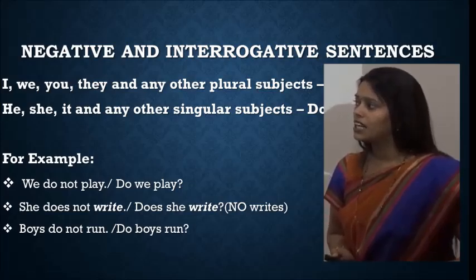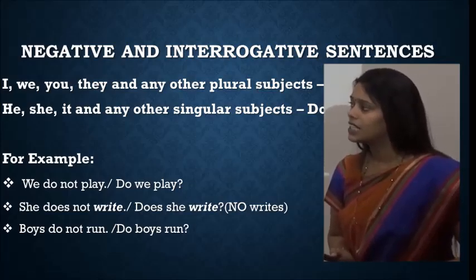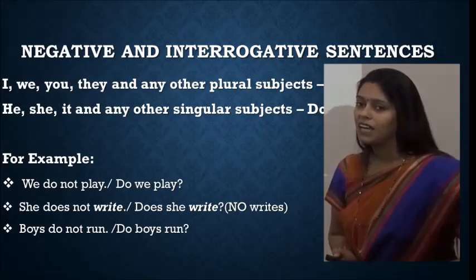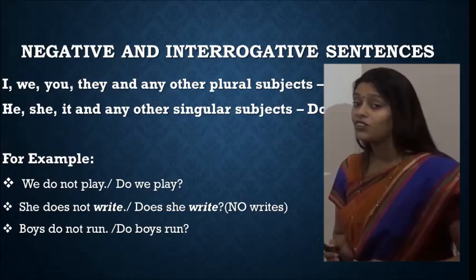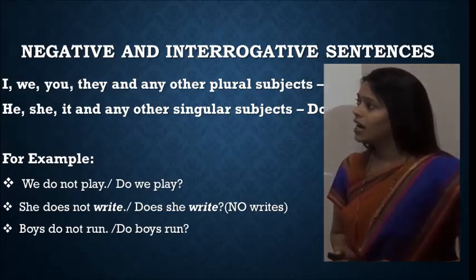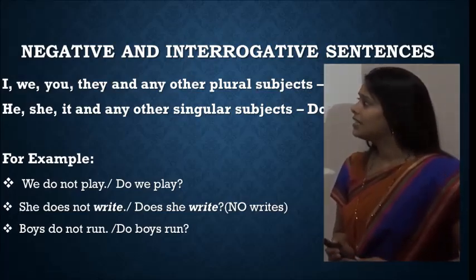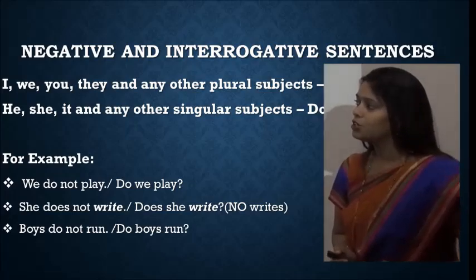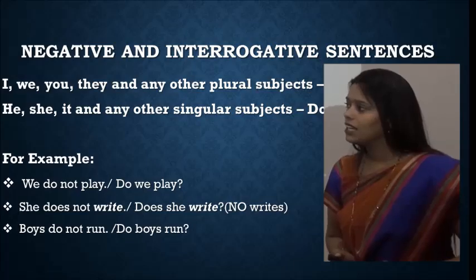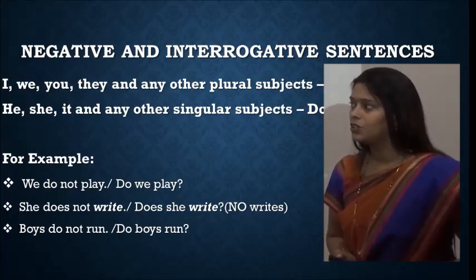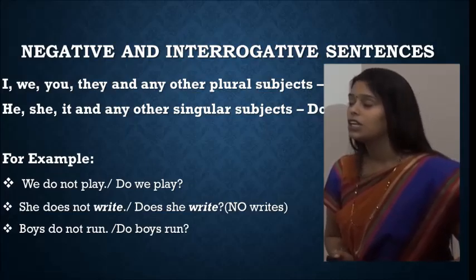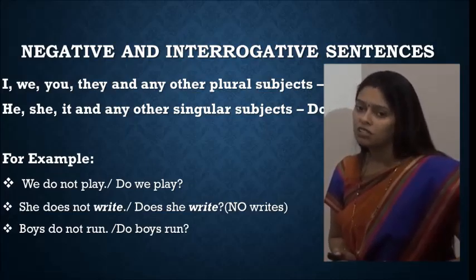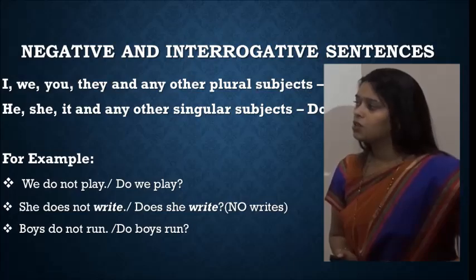Move on to "she does not write." Look at this aspect. I have made it bold: write. And "does she write?" Again write, not writes. You have to concentrate on this aspect: no writes. I'm not using s or es with write, because over here we have already added does. Do plus es is a clear indication to remember that again with does we cannot add s or es to the main verb.